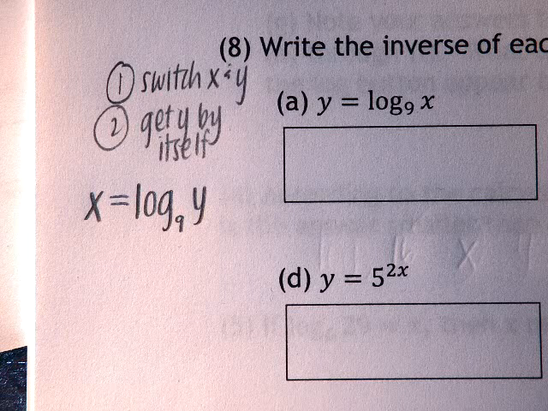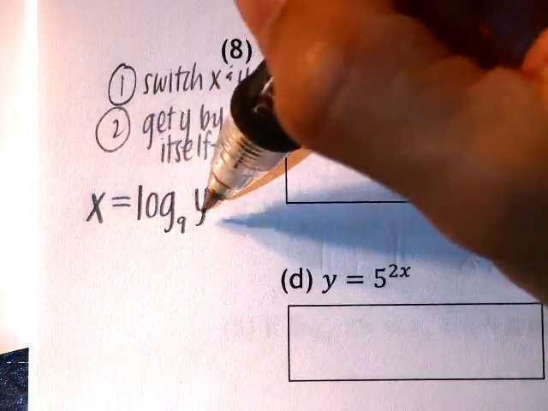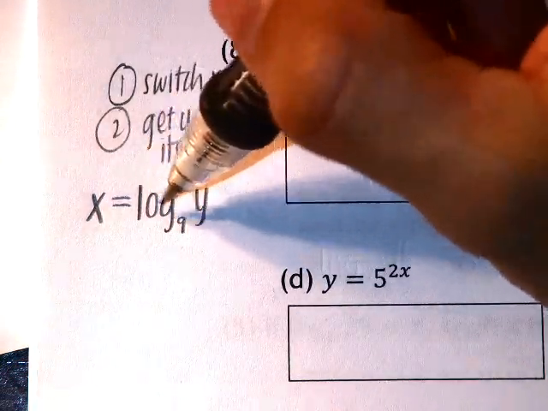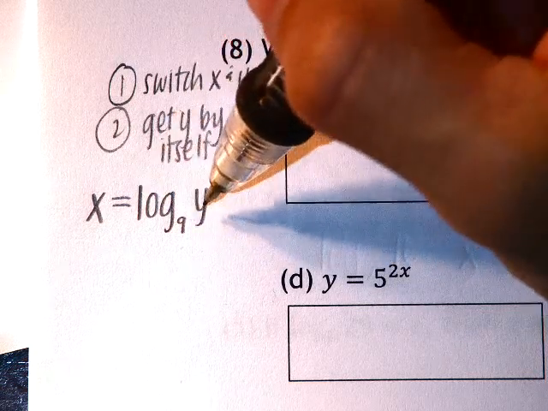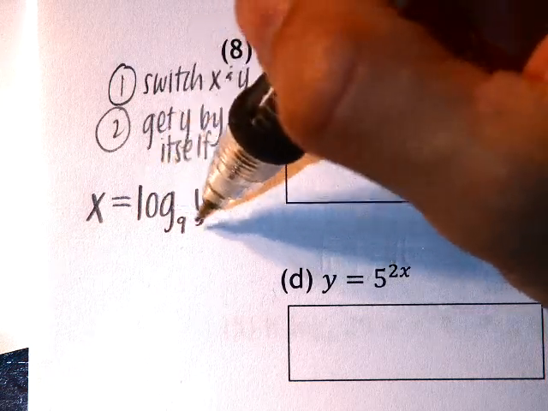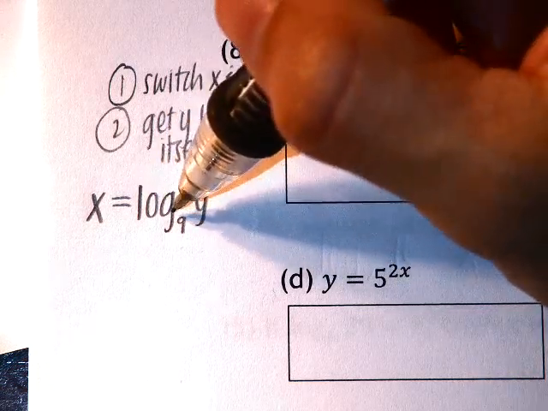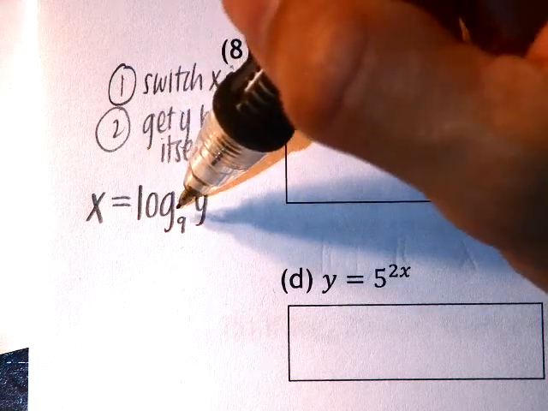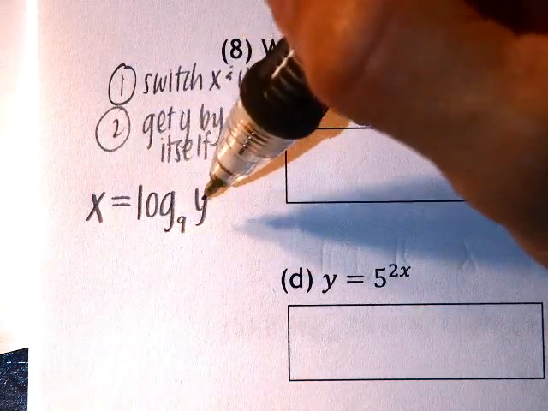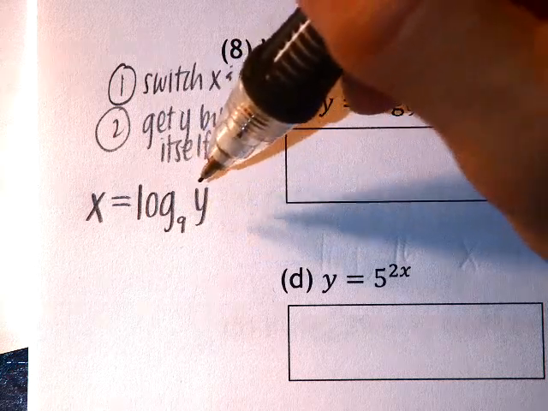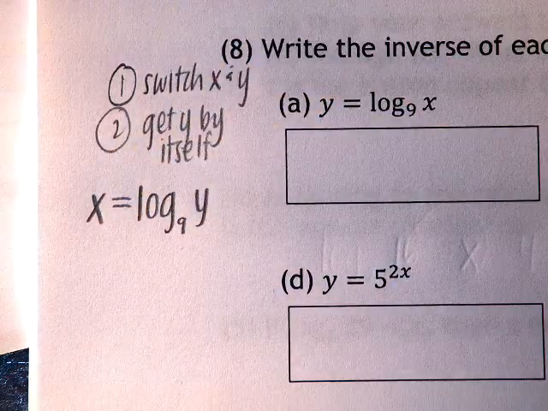Now I need to get y by itself. The only thing impacting the y algebraically is this log base 9. That's the only operation that's happening to the y. So that's the only thing I need to get rid of. I need to get rid of log base 9. And the way to get rid of a log is to write it exponentially. Remember, the opposite of a log is an exponential. So I'm going to put this in exponential form.